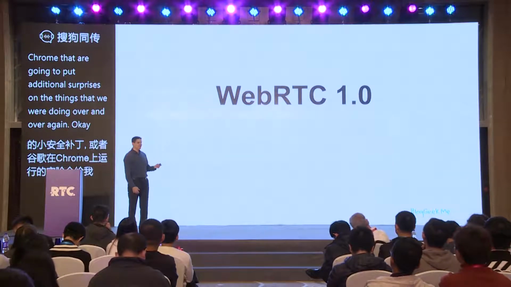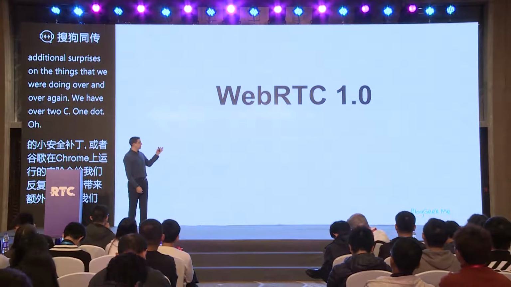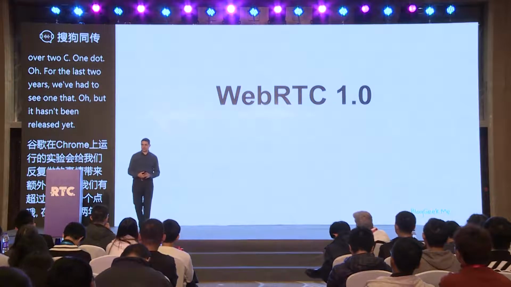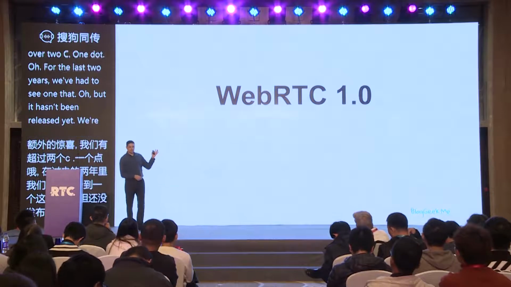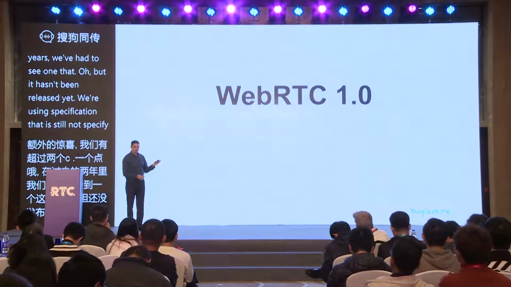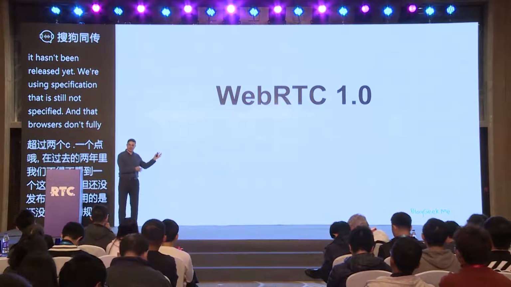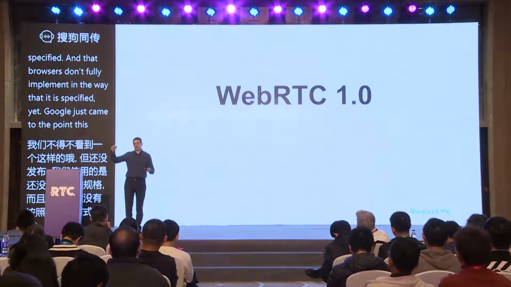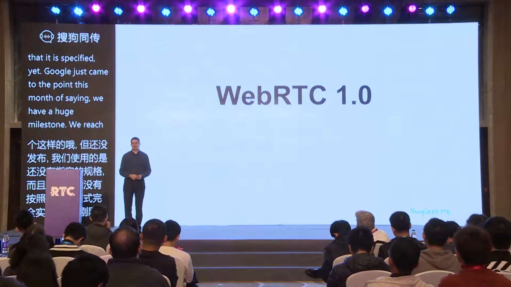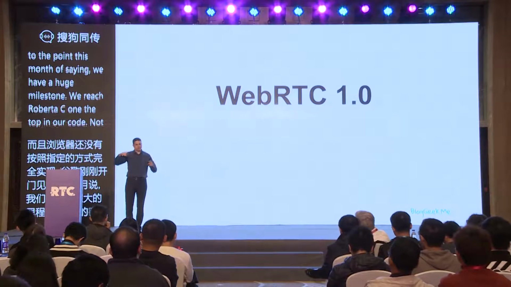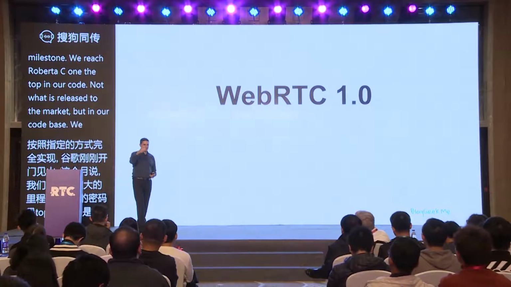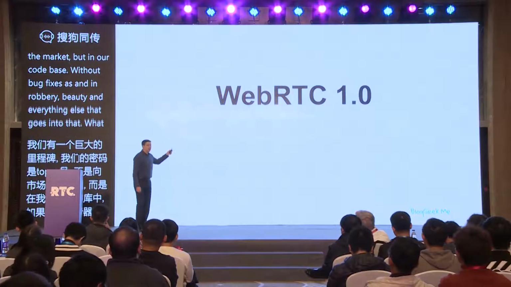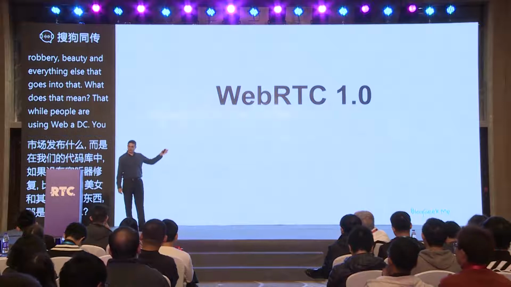Okay? We have WebRTC 1.0. For the last 2 years we've had WebRTC 1.0, but it hasn't been released yet. We're using a specification that is still not specified, and that browsers don't really implement in the way that it is specified yet. Google just came to the point this month of saying we have a huge milestone, we reached WebRTC 1.0 in our code. Not what is released to the market, but in our code base. Without bug fixes and interoperability and everything else that goes into that. What does that mean? That while people are using WebRTC, you should expect changes.